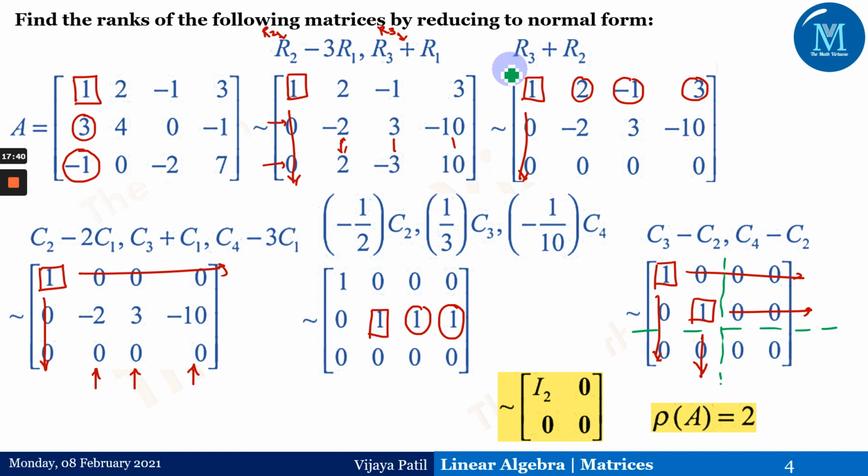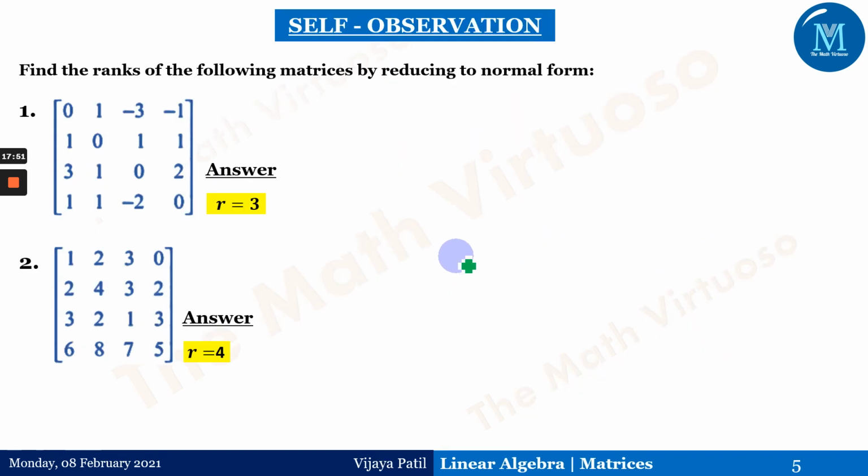Now here, with a little bit of shifting or swapping of a few terms, you can reduce your calculations further, right? This is a self-observation slide for you all, wherein 2 questions have been given to you along with the answers. Write down and try to find the normal form by what we have discussed now.